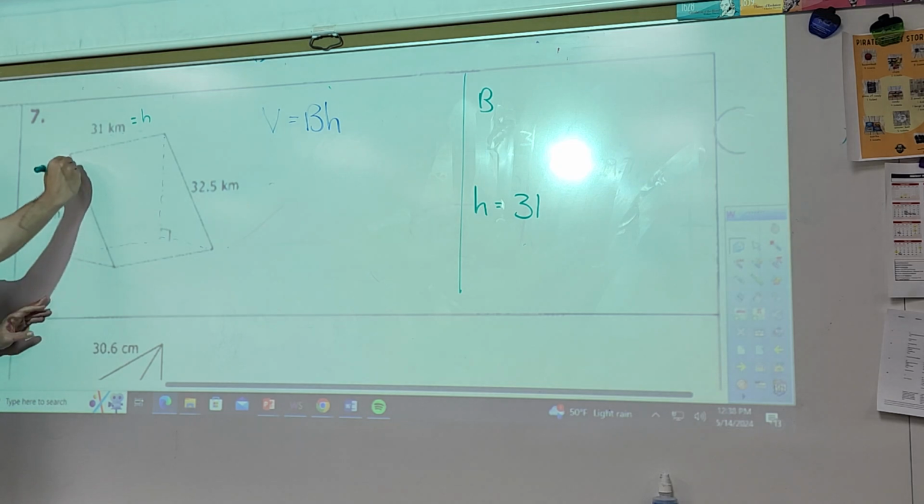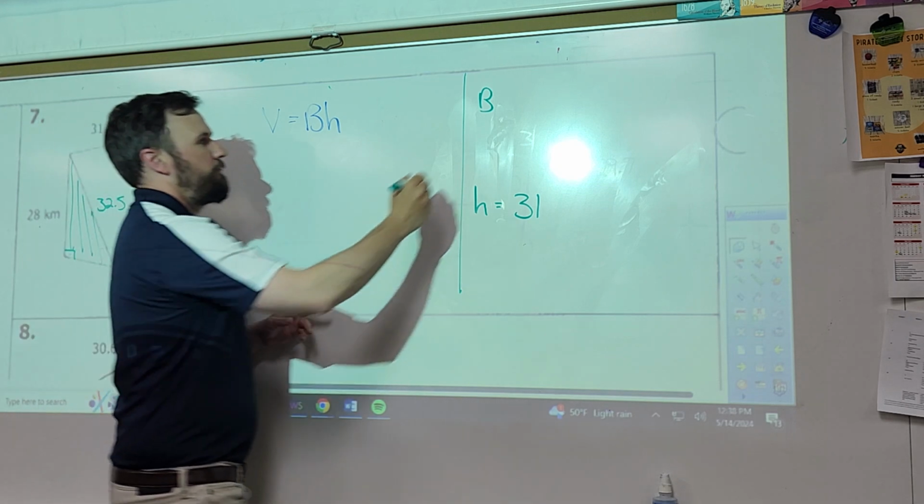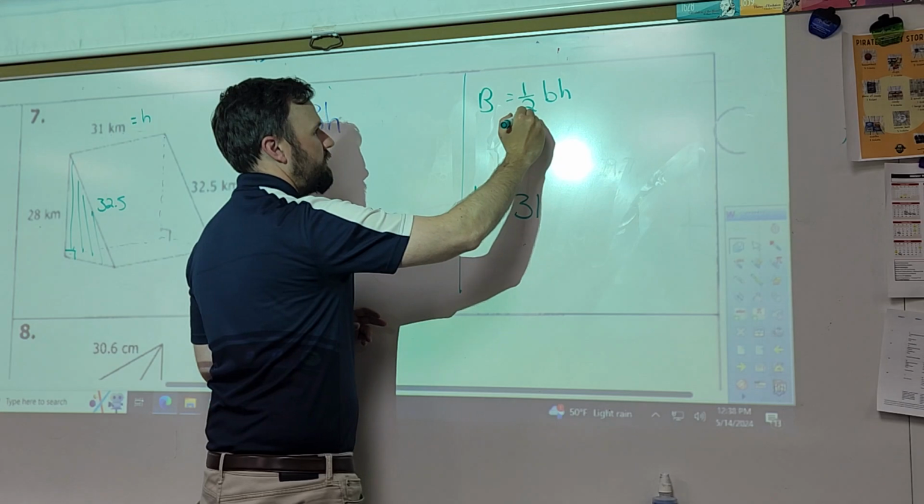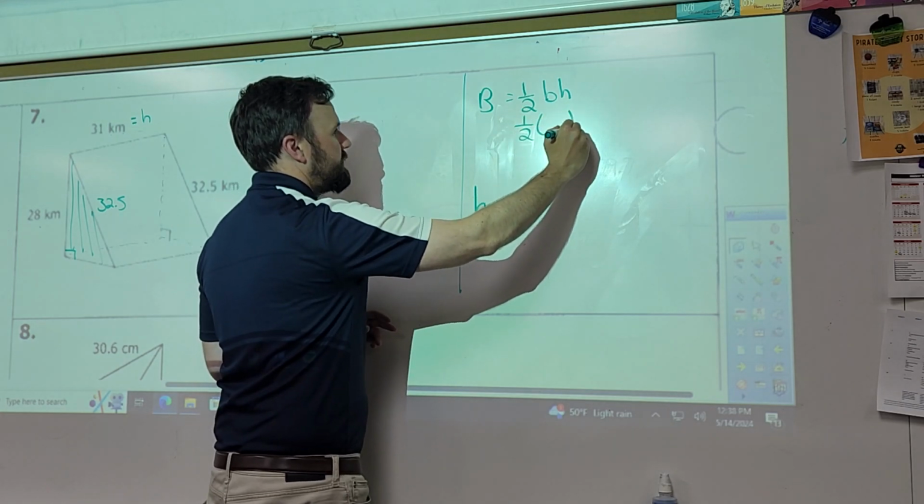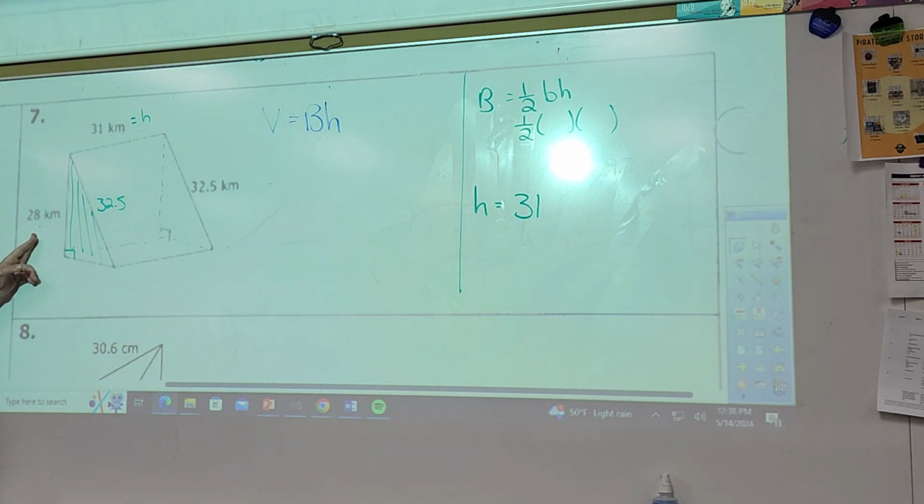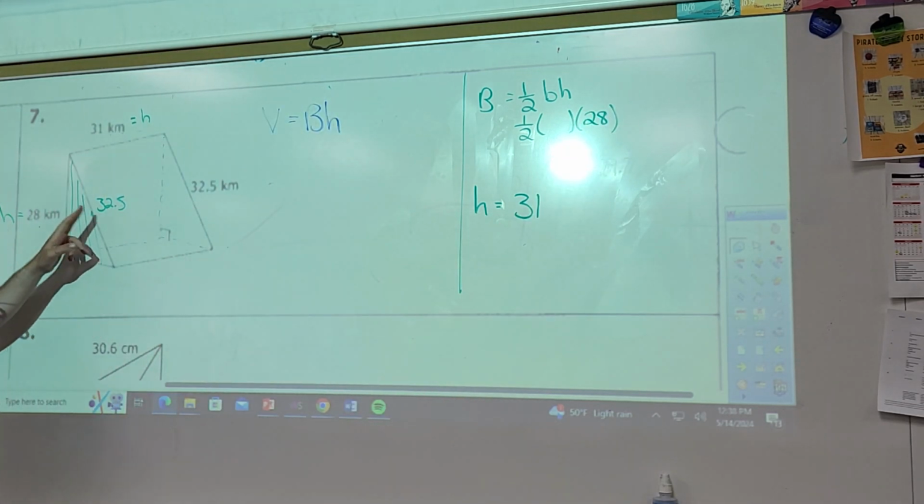Now, what's the area of this triangle right here? It's a right triangle. This is 32.5, 28. Uh-oh. Area of a triangle is 1/2 base times height, right? So I'm going to do 1/2 something times something. Do you agree that the height of this triangle is 28? Or does anyone disagree with that? All right, I'm going to put 28 then. So that means 32.5 has to be my base, right?